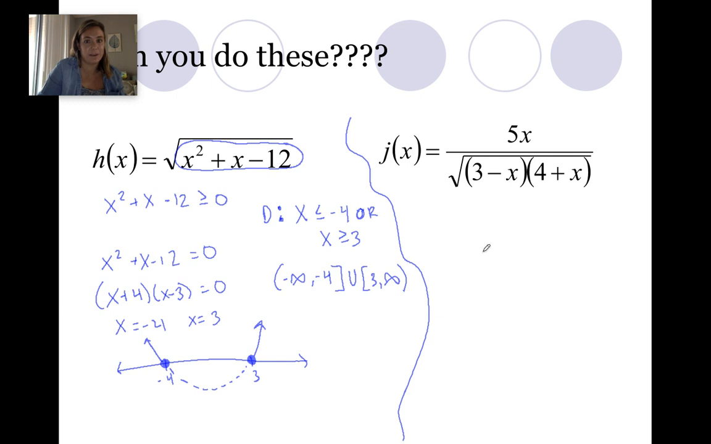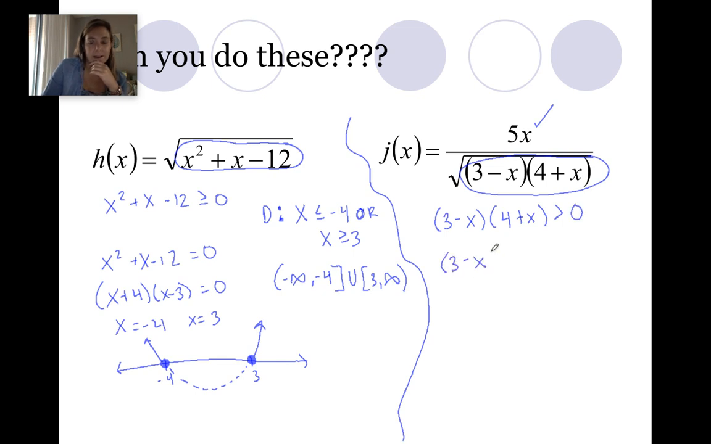This one. Does what's in the numerator matter? No, we're good, right? We don't have any restrictions or domain busters or limitations, or whatever you want to call them, from this numerator. It's 5x. I can do anything with that. My restrictions are down here. Well, I'm dividing, so it can't be 0. And I'm taking the square root, so it can't be negative. So we want 3 minus x times 4 plus x to be greater than 0. So let's figure out where it is 0.